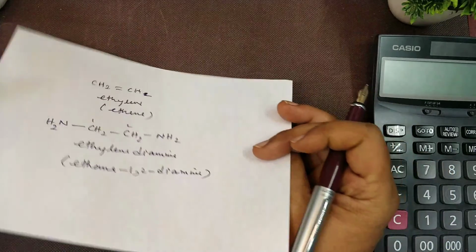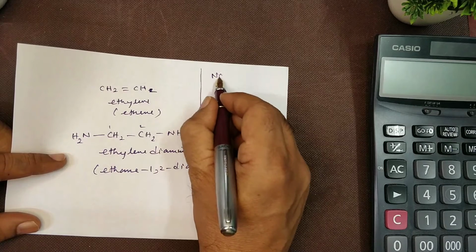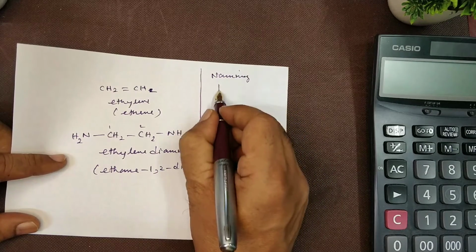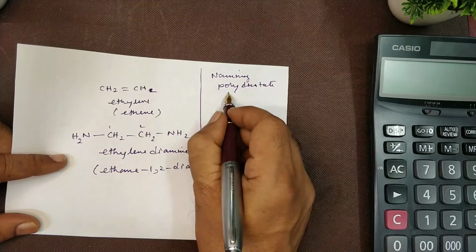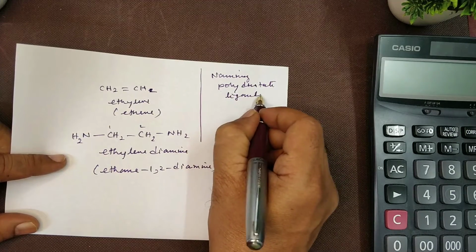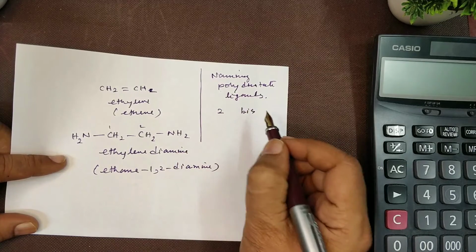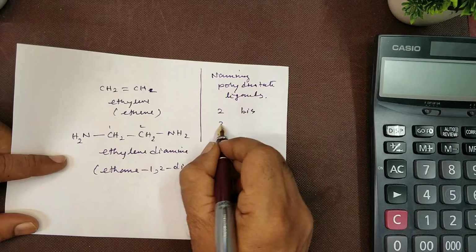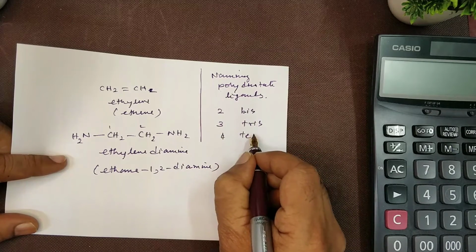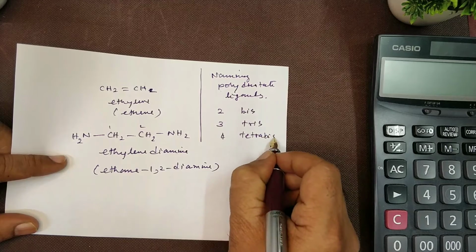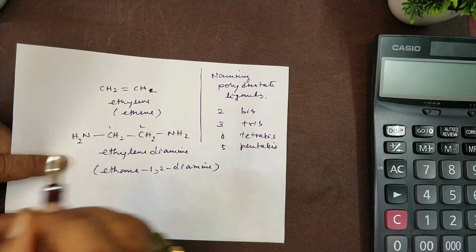So for didentate, polydentate, especially for naming polydentate ligands, you have to use the strategy. If it is twice, you have to call it bis, not bi or di. If it is 3, tris. If it is 4, tetrakis. If it is 5, pentakis. Likewise it goes.